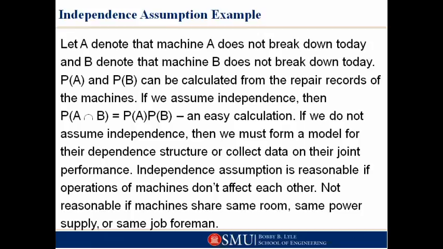Sorry about this slide. It's got a whole lot of words in it, as does the next one, but let's go through it. Let A denote that machine A does not break down today, and B denote that machine B does not break down today. The probability of A and the probability of B can be calculated from repair records of the machine. If we assume independence, then the probability of A intersection B is equal to the probability of A times the probability of B. Easy calculation. If we do not assume independence, then we must form a model for their dependence structure and collect data on their joint performance.